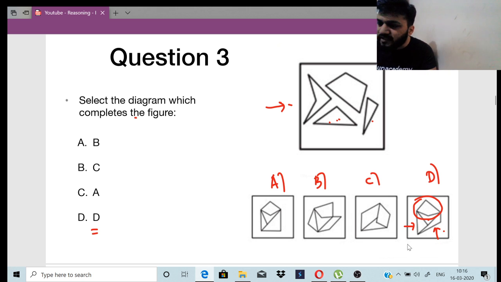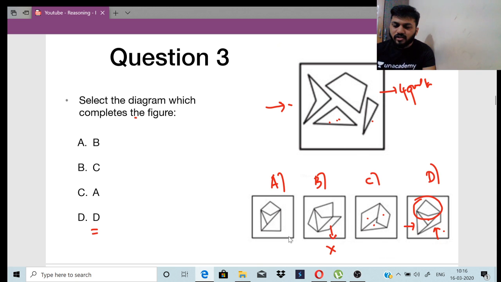SK, I will tell you why it is not option C. In option C there are only 3 parts. Here there are 4 parts, so you have to look for 4 parts. Option D has 4 parts. Option C has only 3 parts. Option B cannot be true because this is not in the form of an arrow mark. You don't have a parallelogram here. Option B is wrong, है ना?